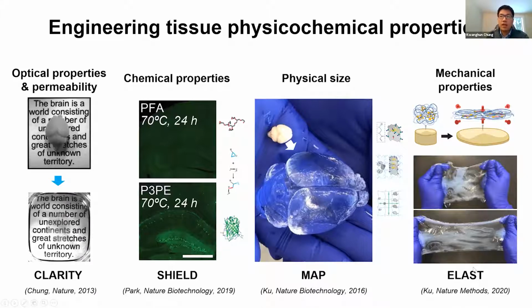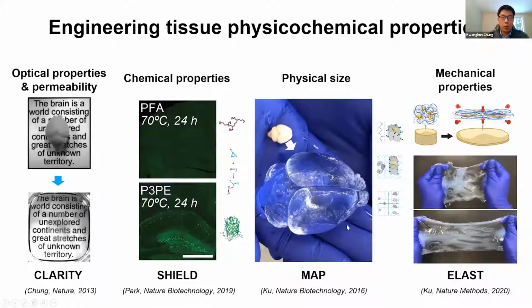We also developed a technique called ELAST that turns tissue into basically a rubber-like hydrogel, which is stretchable and compressible. And I'll explain why we are making this transformation.